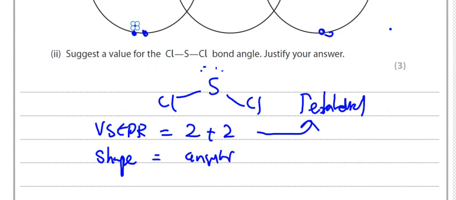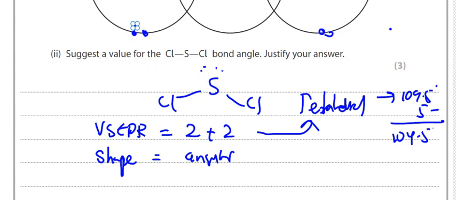The shape is angular, right? So what's the bond angle? Tetrahedral is 109.5 degrees. For each lone pair, you deduct 2.5, right? So here, 2 lone pairs, so deduct 5. You get 104.5 degrees, right? That's the bond angle of the angular shape. Not always is the angle 104.5. You can't memorize those values like that.